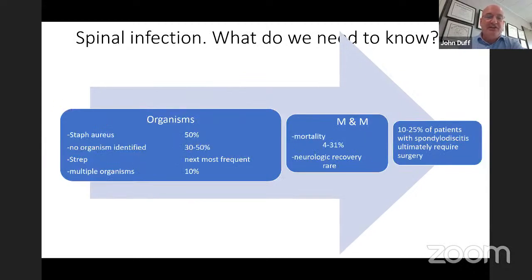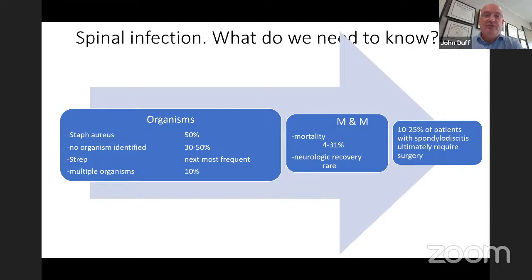The organisms that we find, Staph aureus is by far the predominant one. In 1/3 to 1/2 the cases, an organism is not identified. Strep is the next most common identified organism. And then you can have multi-organisms in about 10% of cases. And this is important when you have a refractory course to medical treatment.